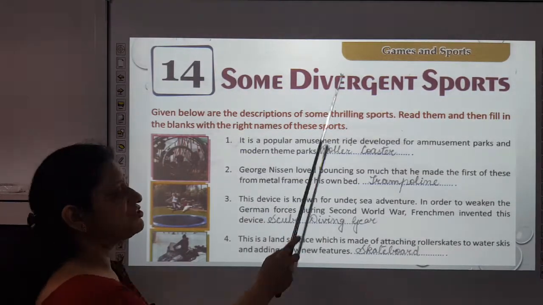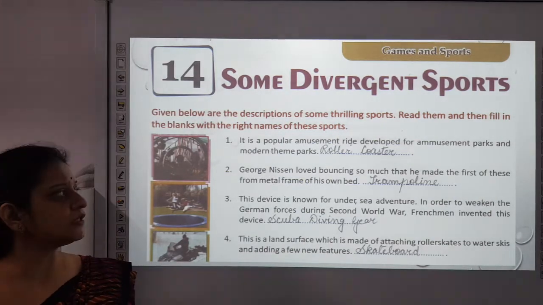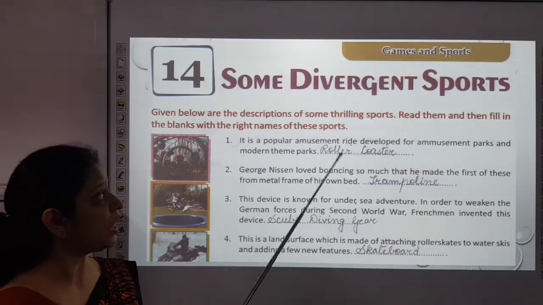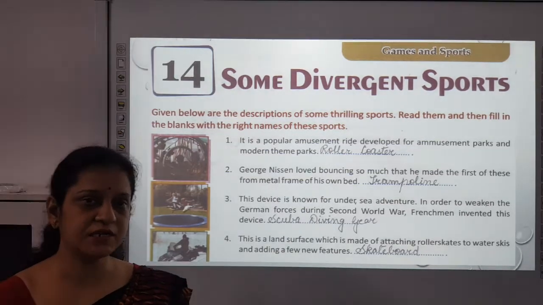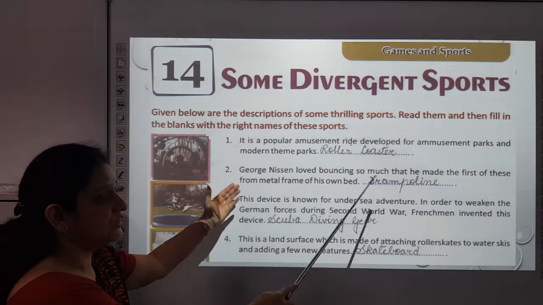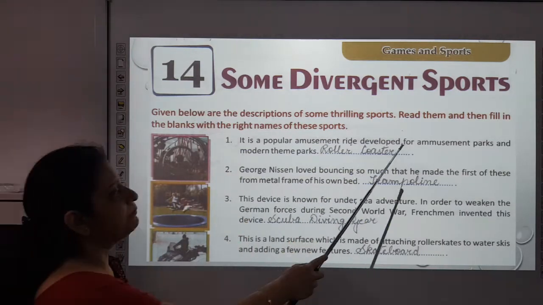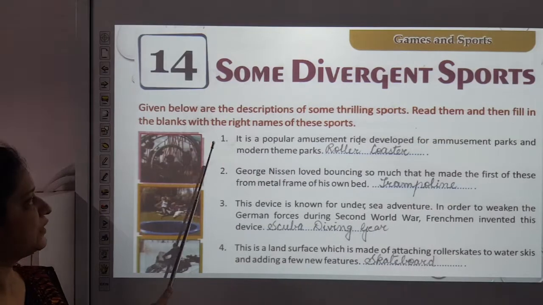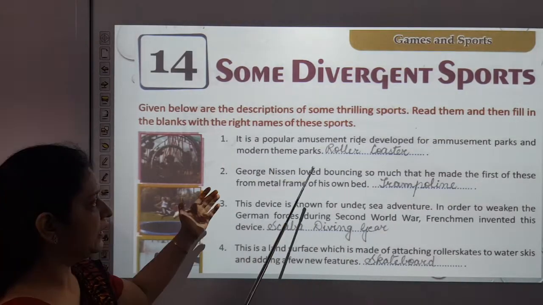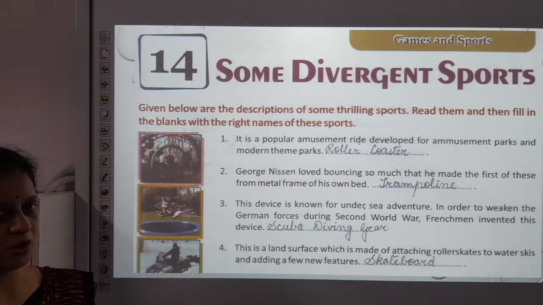So the divergent here means the sports tending to develop in different directions. We are going to discuss some divergent sports here. Given below are the descriptions of some thrilling sports. Read them and then fill in the blanks with the right names of these sports. So fill it carefully, read it carefully, and try to understand on your own.